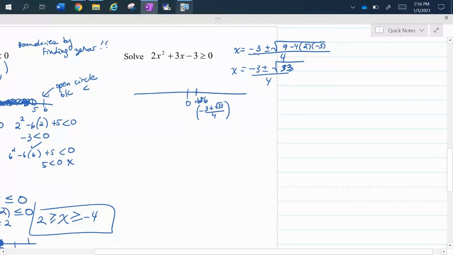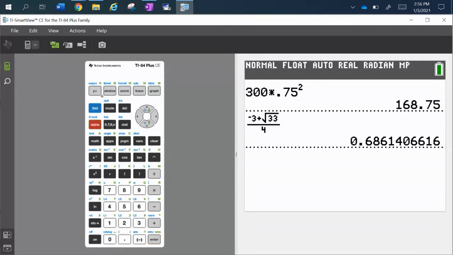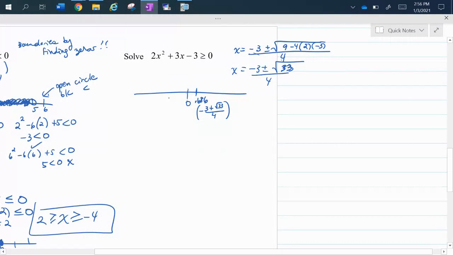All right, and then I'm going to go back to my calculator, and I'm going to do fraction again, and I'm going to do negative 3 minus the square root of 33 all over 4. And press enter, and that is about negative 2.186. So I'm going to go to my negative 1, negative 2, negative 2.186, which is negative 3 minus the square root of 33 over 4. And I'm going to put closed circles on both of those. Closed circles because greater than or equal to.